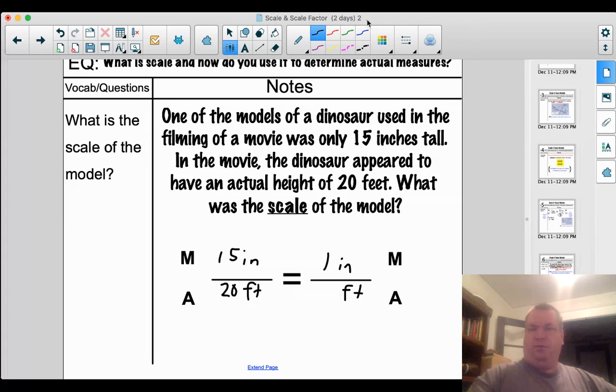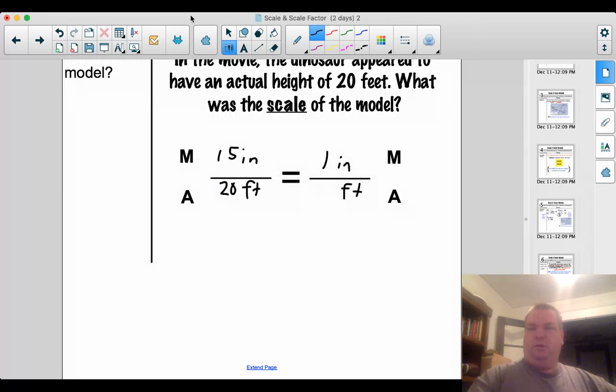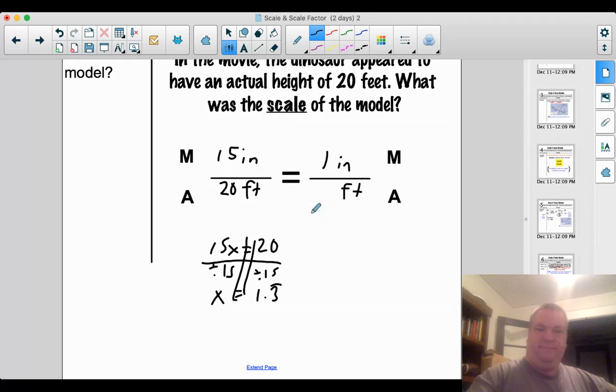Set up a proportion. Okay, so set up that proportion. I can do x times 15, that's 15x, equals 20 times 1, which is 20. Numbers are a little bit easier here. Divide by 15. X equals 1.3 repeating. Okay, so here's my scale. My scale is 1 inch on the model is 1.3 repeating feet in real life, or 1 1/3.